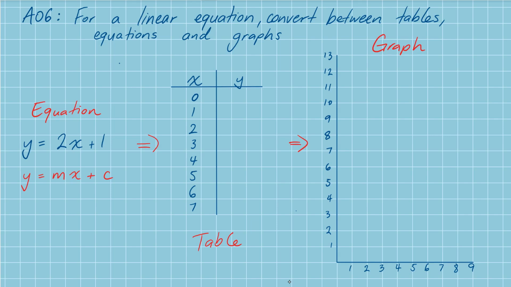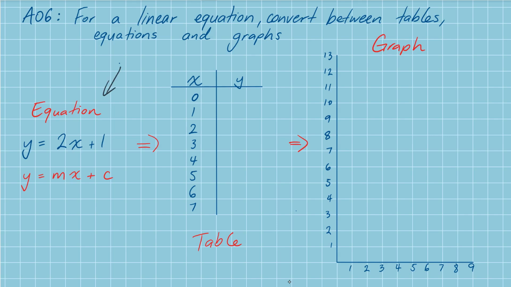In the second one, we'll talk about going from a table to an equation. And in the third one, we'll talk about going from a graph to an equation. So let's have a look at this first one. We're talking about equation to table to graph. I've got a little example here of what each one of these three things might look like.